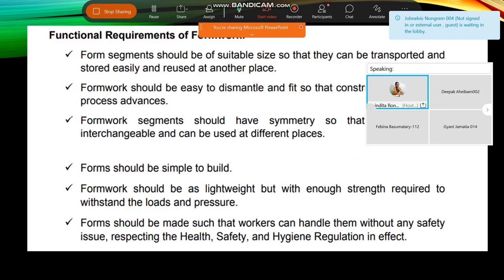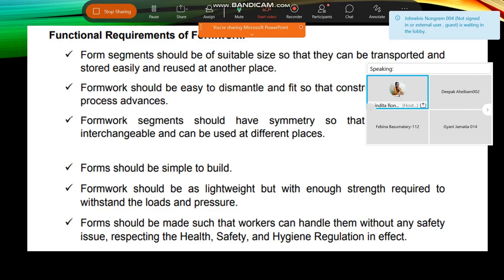Next topic, functional requirements of formwork. Number 1, form segments should be of suitable size so that they can be transported and stored easily and reused at another place. Number 2, formwork should be easy to dismantle and fit so that the construction or building process advances. Number 3, formwork segments should have symmetry so that they can be interchangeable and can be used at different places. Number 4, forms should be simple to build.